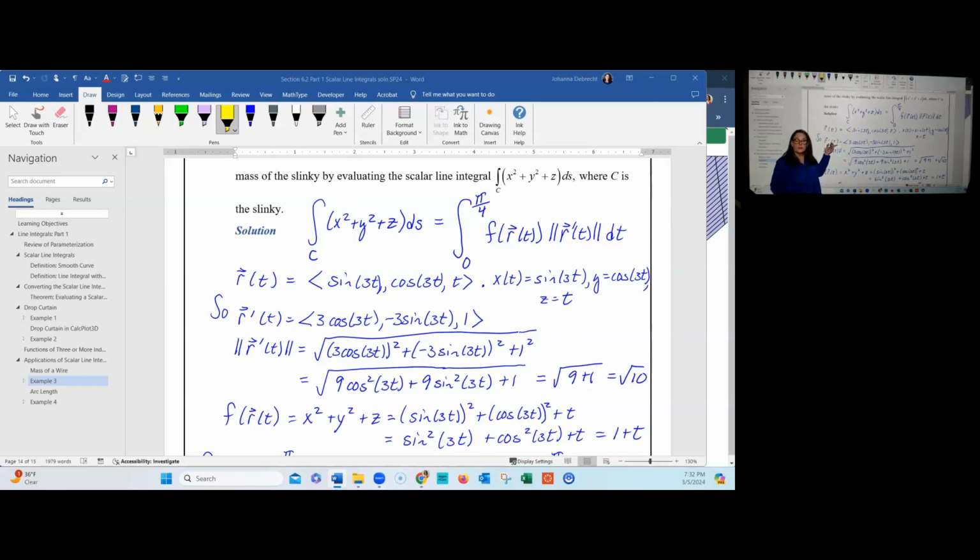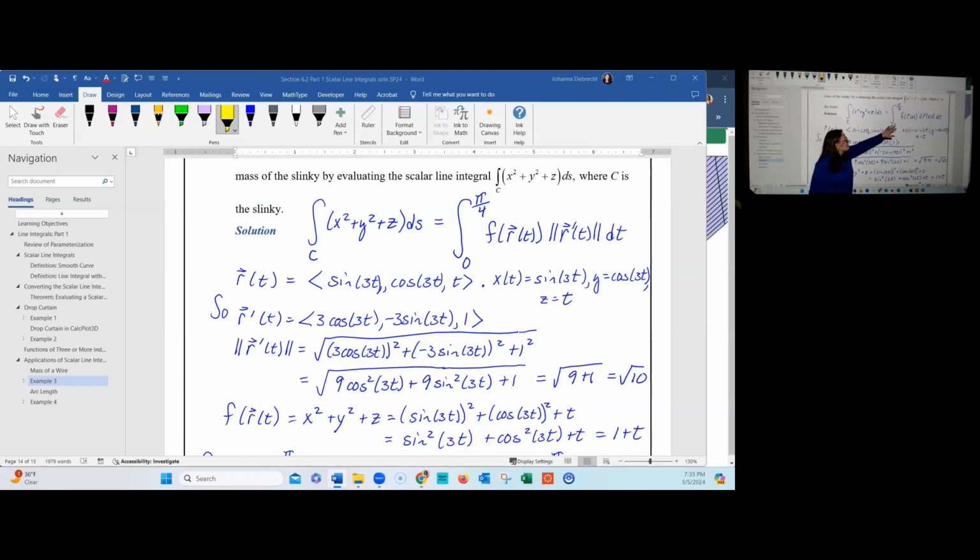Then we need to compute the derivative of the parameterization, r prime. This gives us the vector 3 cosine of 3t, minus 3 sine of 3t, comma 1. This is a vector valued function which represents the derivative of the parameterization. To find its magnitude, we square each component and add them together, then take the square root. This gives us a trig identity under the radical of 9 times the quantity cosine squared of 3t plus sine squared of 3t, which gives us a 9, plus the 1 coming from the third component. That gives us the square root of 10 for the magnitude of the derivative of the parameterization.